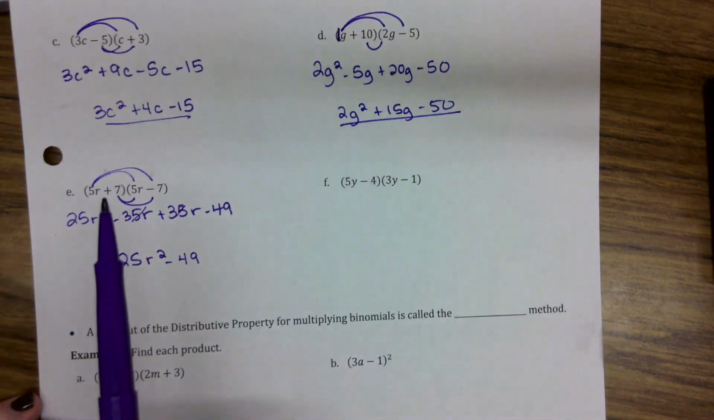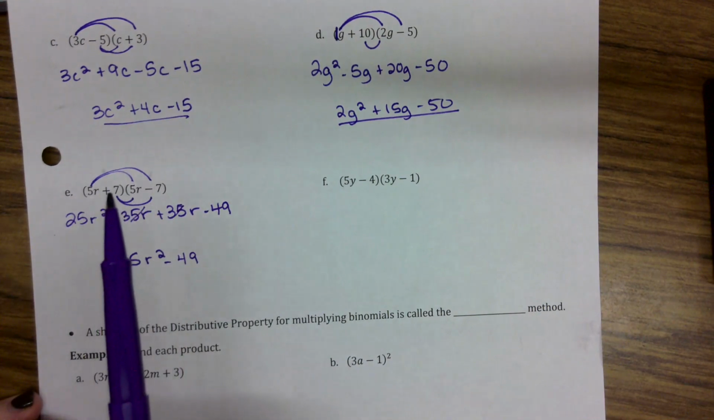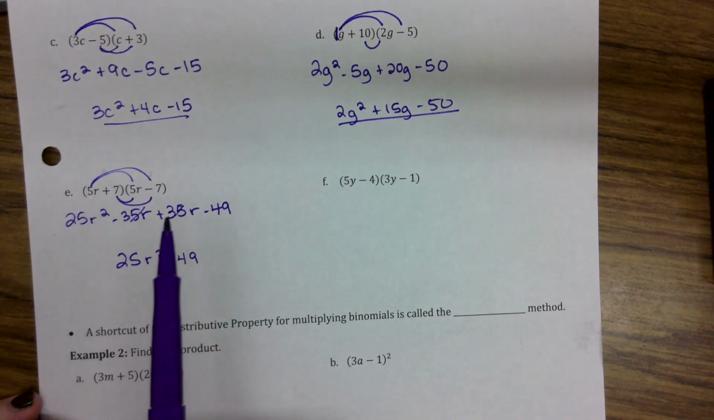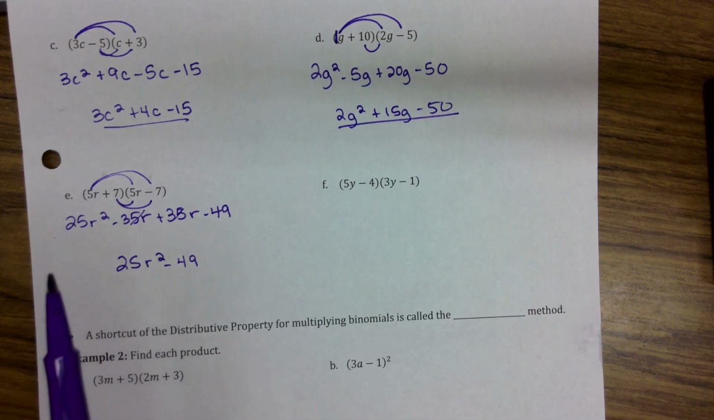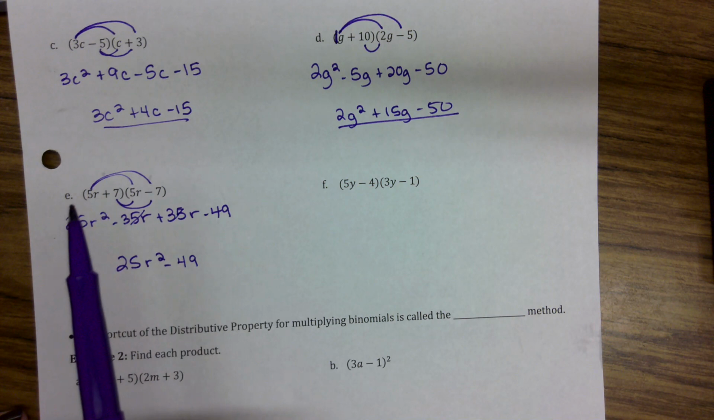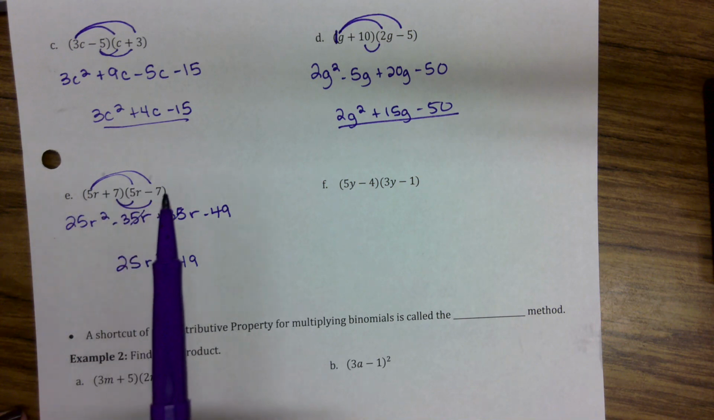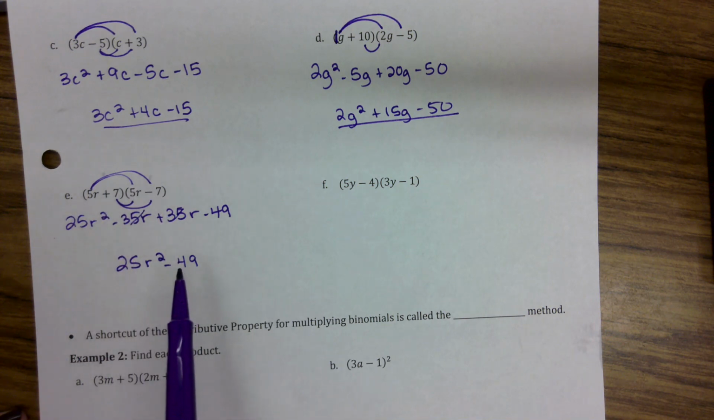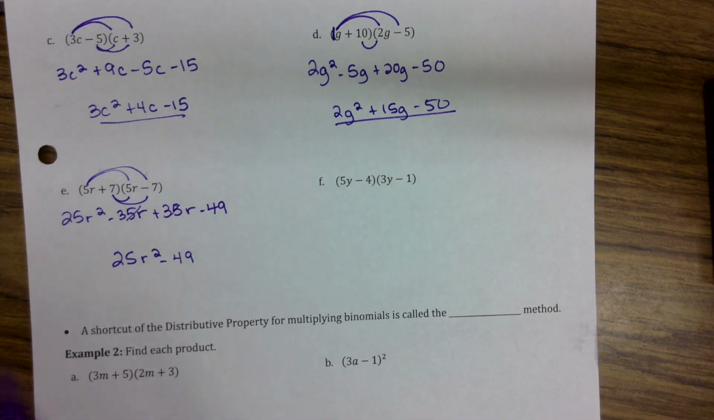All right, so here we have the same thing twice, except there's a positive making a positive 35 and a negative making a negative 35. The middle two terms cancel. So if we have the same thing twice and one's positive, one's negative, we're going to end up with only two terms. Okay?